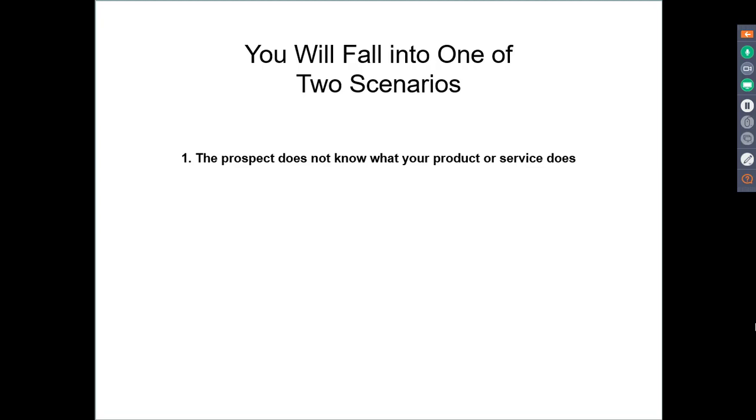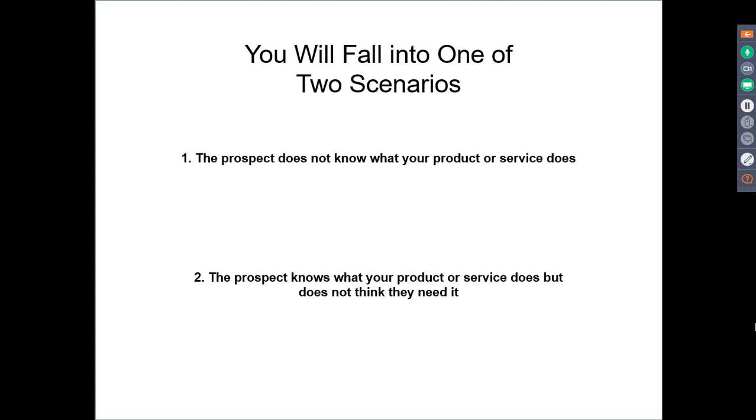So when someone comes across our website or they're in a conversation with us, they don't know what we sell, right? So you'll know real quickly which of these two scenarios you're in. Let me just get to the second scenario. The second scenario is you sell something that the prospect knows what it is, and most likely you deal with a challenge that they think they don't need it.